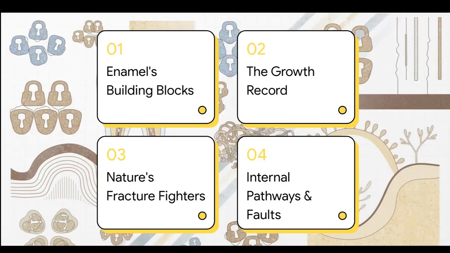All right, so here's how we're going to break it down. We're going to tackle this in 4 main parts. First, we'll get into the basic building blocks of enamel. Then, and this is pretty cool, we'll see how it literally records its own growth story. After that, we'll check out nature's brilliant designs for fighting fractures. And finally, we'll explore some of its unique internal pathways, and even its built-in faults.